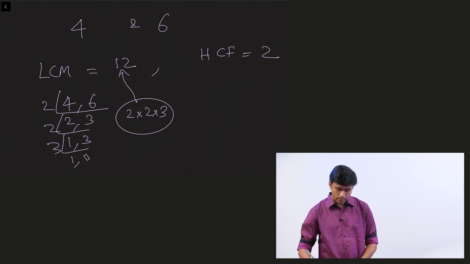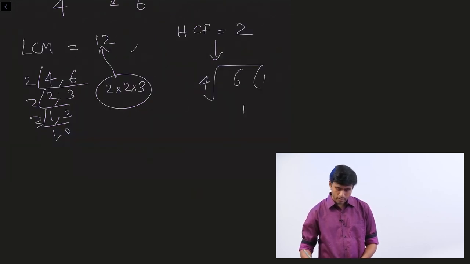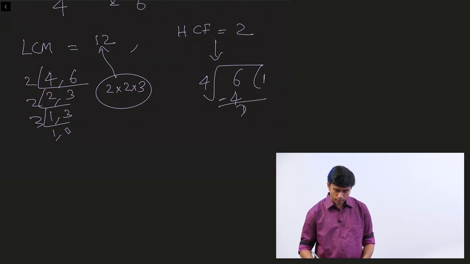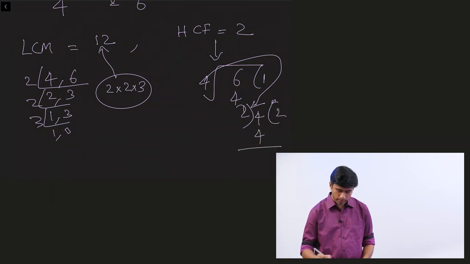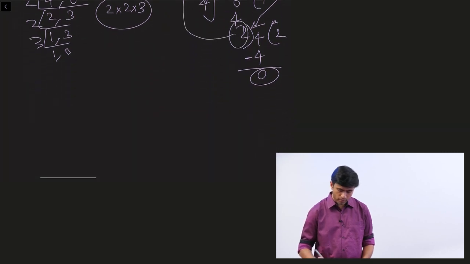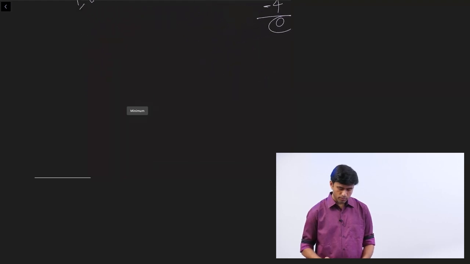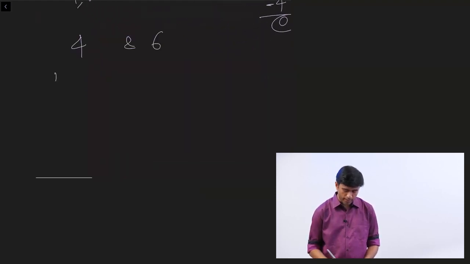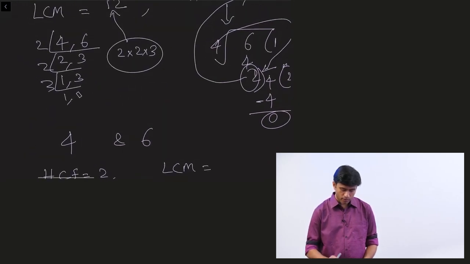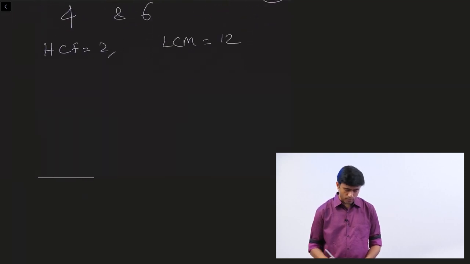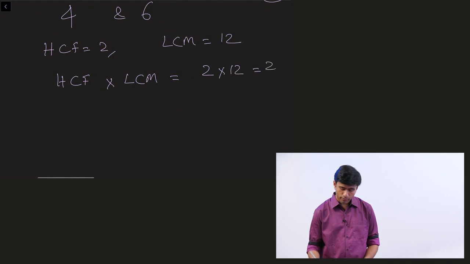How about HCF? 4 and 6: 4 1s are 4. If you subtract, you get 2. 4 is brought down here. 2 2s are 4, remainder 0. Therefore HCF is 2. So for 4 and 6, you got HCF as 2 and LCM as 12. Now HCF into LCM is 2 into 12, that is 24.